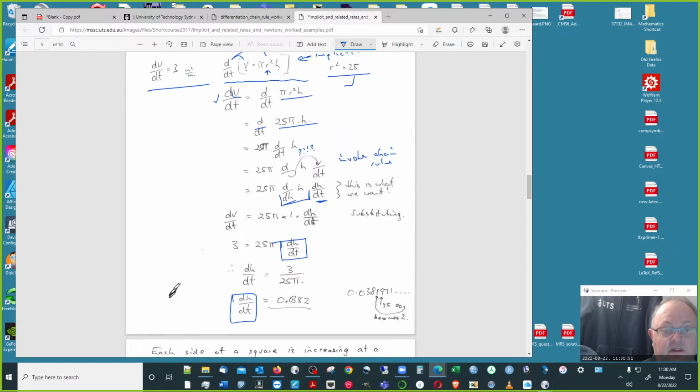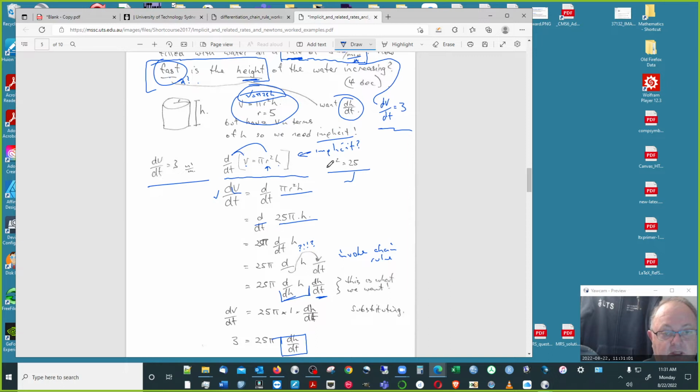That was actually the question: how fast is the height? That's the number that tells us how fast that height is changing with time. So with the invocation of the chain rule, when you think, I'm stuck, I can't go any further. Yes, you can. Implicit it. That's the trick, isn't it?